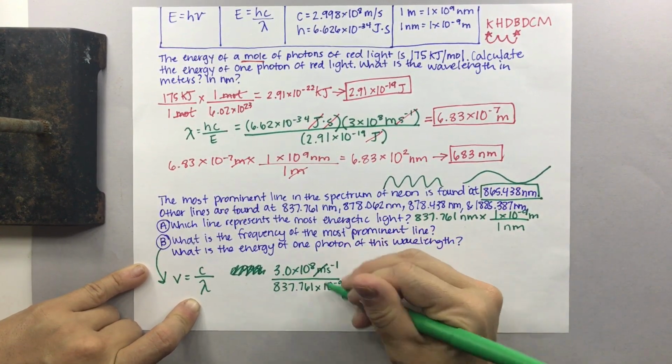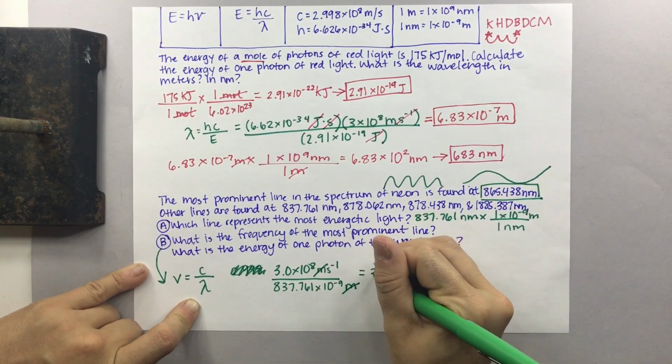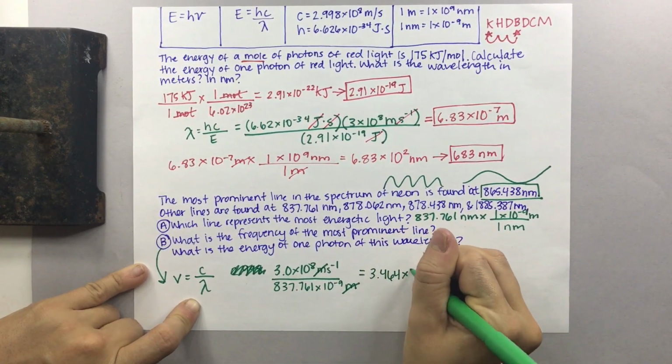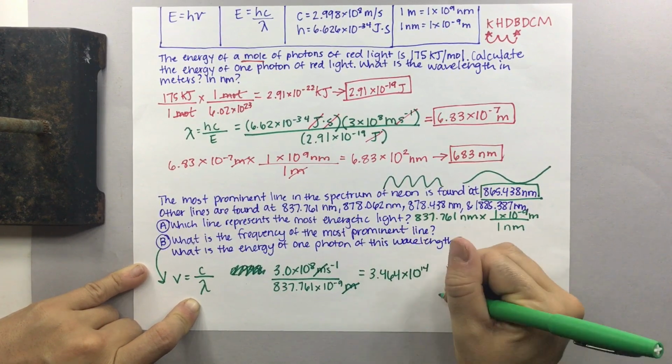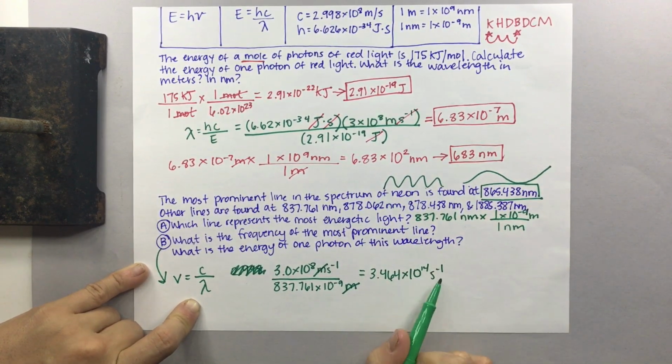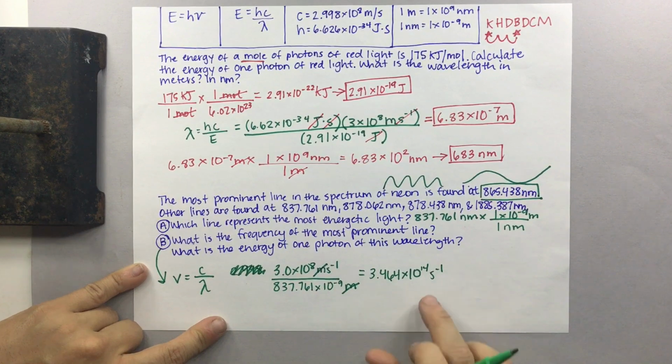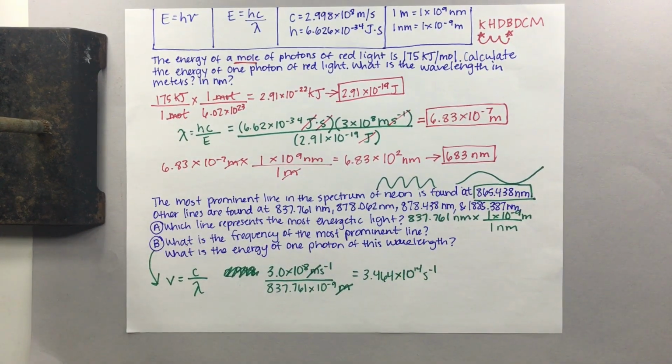When I put that into the calculator now, I would get 3.464 times 10 to the 14 s negative 1. Again, this is the unit for frequency, this or hertz, Hz, whichever one.